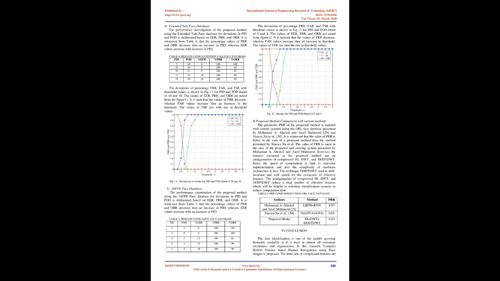The deviations of percentage FRR, FAR, and TSR with threshold values are shown in Fig 8 for the PID and POD blend of 10 and 30. The values of EER, PRR, and OR are noted in Figure 8. It is remarked that the values of FRR decrease, whereas FAR values increase with an increase in the threshold. The values of TSR rise with a rise in threshold values.